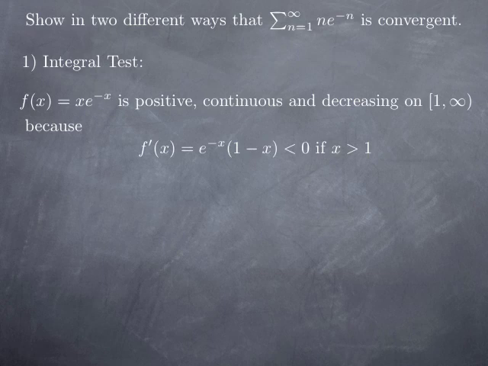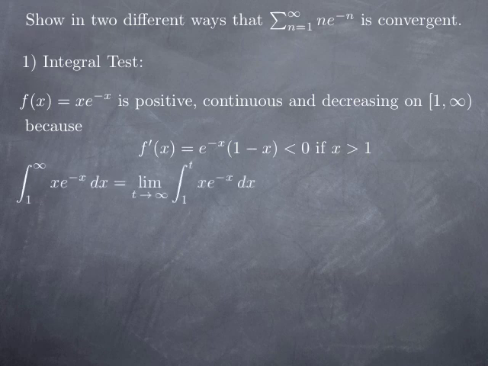derivative, if you use a product rule, you get 1 times e to the negative x minus x times e to the negative x. So factoring e to the negative x, you get e to the negative x, which is a positive number, multiplied by 1 minus x. And of course, 1 minus x is negative when x is greater than 1. So the function is decreasing. That means that the integral test applies. In other words, the series is convergent if and only if the integral of that function on the interval 1 infinity is a convergent improper integral.